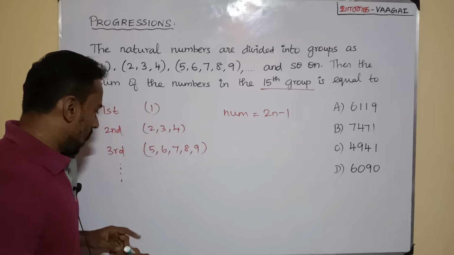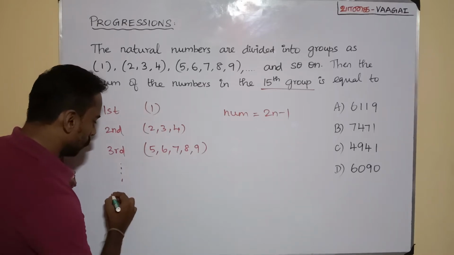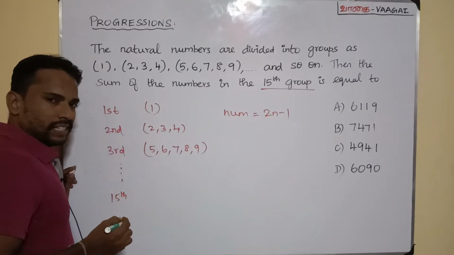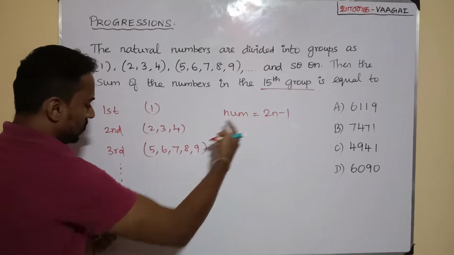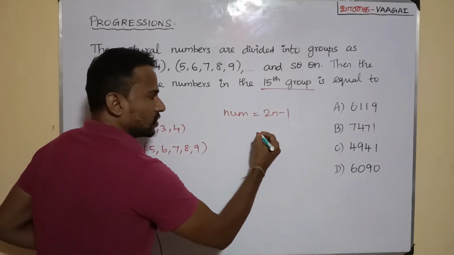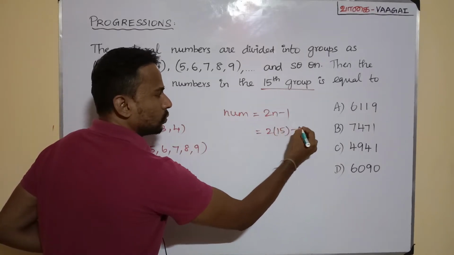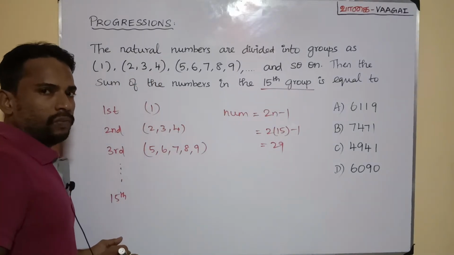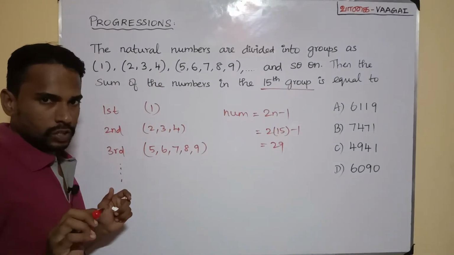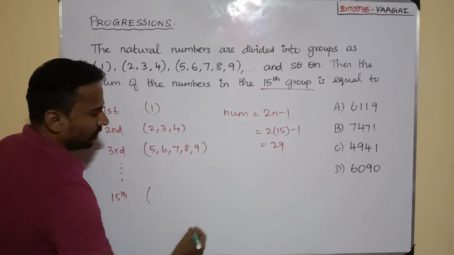In that case, our 15th group will contain how many elements? Just put n as 15 there. You will get 2 into 15 minus 1, which is 30 minus 1, 29. That means our 15th group will have 29 numbers.